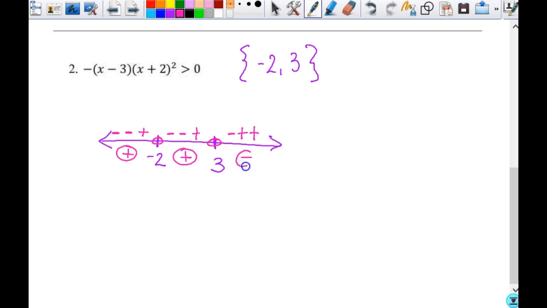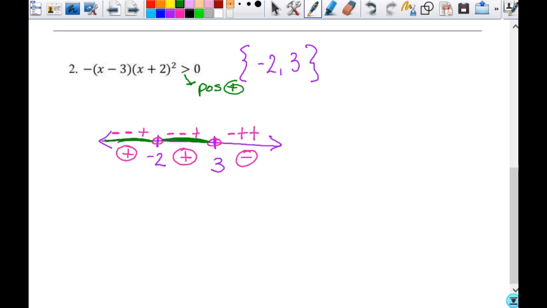So overall it is negative. Now what do I want this to be, negative or positive? Positive, because all this is supposed to be greater than 0. That means I'm looking for a positive. So I shade this, and I shade this.